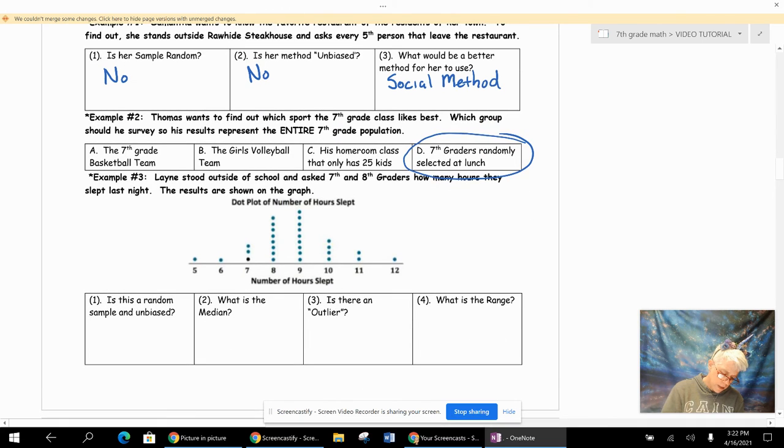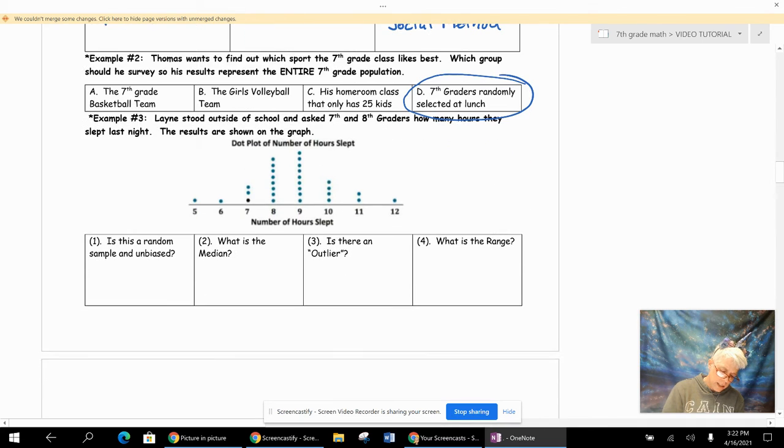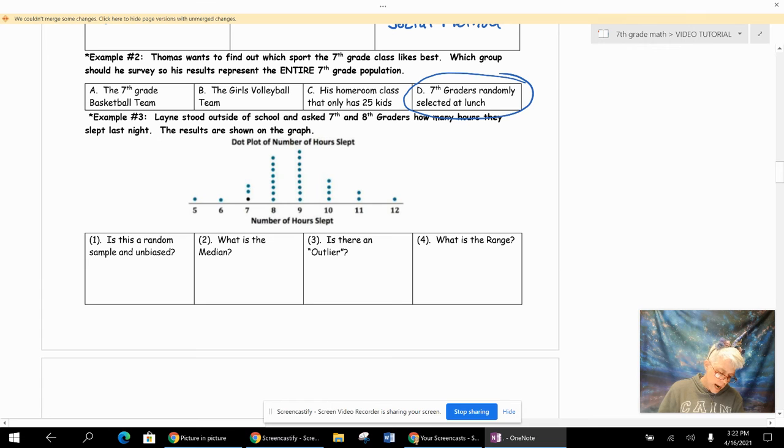Okay, let's look at this dot plot. Lane stood outside the school and asked seventh and eighth graders how many hours they slept last night, and the results are shown. Is this a random sample and unbiased? Yes, she's standing out front for whoever walks in the front door.